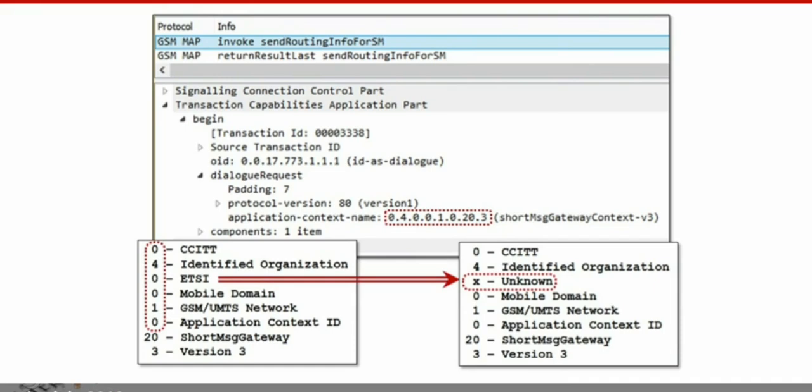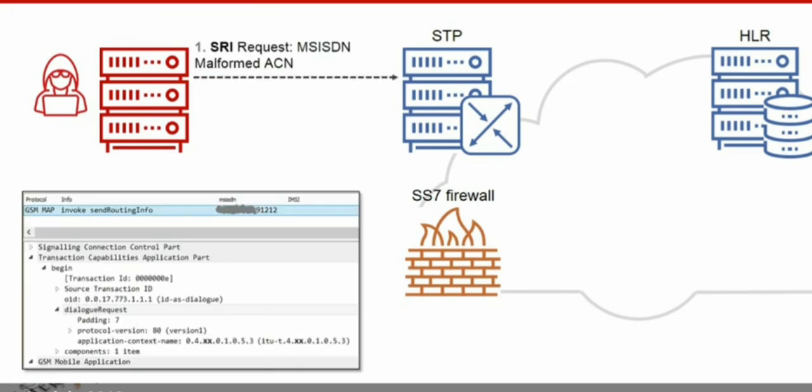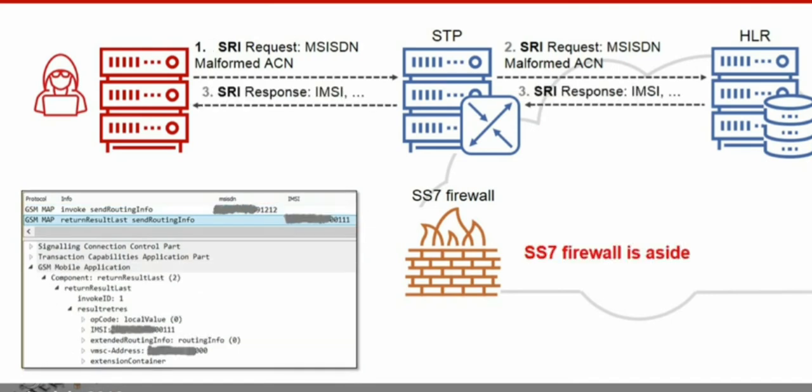And now, let me remind you of this slide with application context corruption. Our intruder is able to send a send routing info message with a malformed application context. And the STP, this is fantastic again, routes it not to the firewall, but directly to the HLR. And the HLR responds with correct data. The SS7 firewall is bypassed by one bit.